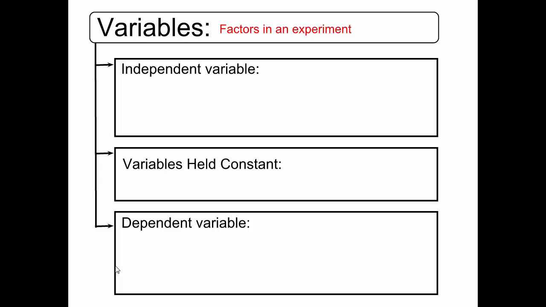So first with the independent variable. In an experiment, the independent variable is the one thing that you change in your experiment, the one thing you alter or modify between your groups.